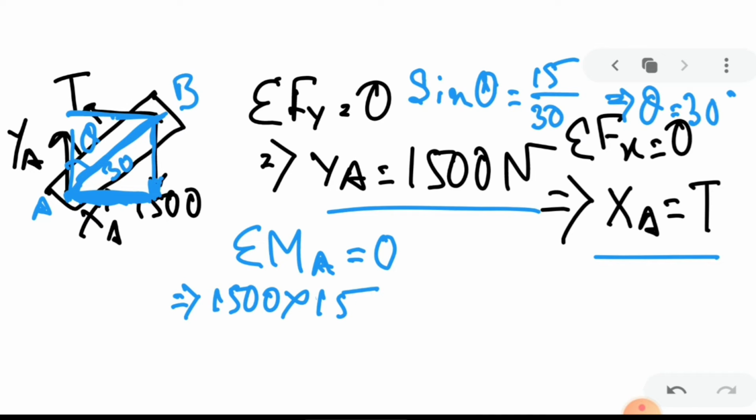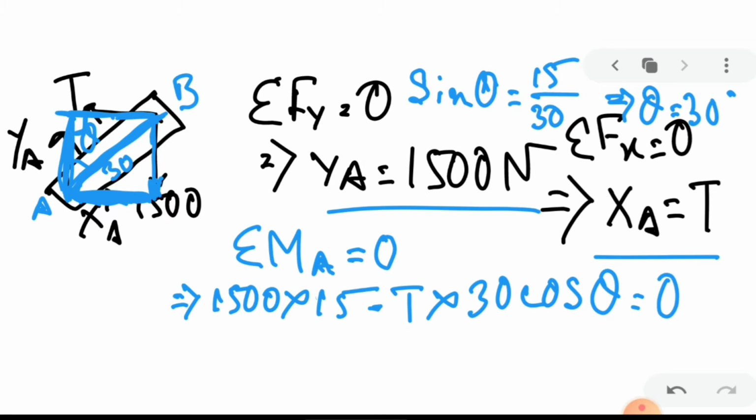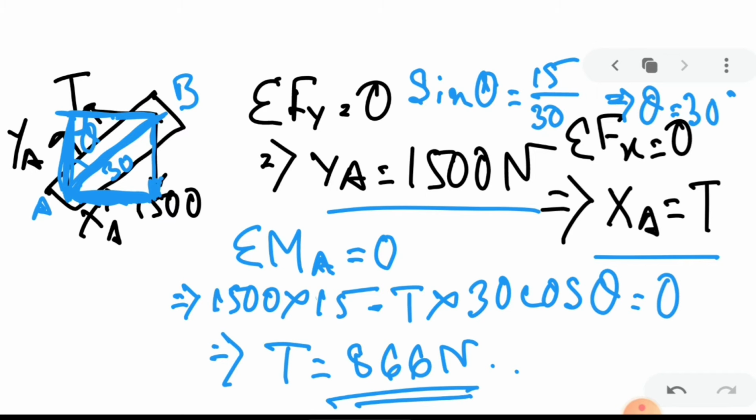And T is in the opposite direction, so it is minus T into the perpendicular distance from point A. T is in this direction, and you can see the perpendicular distance is this. So what is the distance? It is 30 cos theta. No other forces are given in the question, so we can easily find that. Check my answer: T equals 866 Newton. It is the final answer for T.